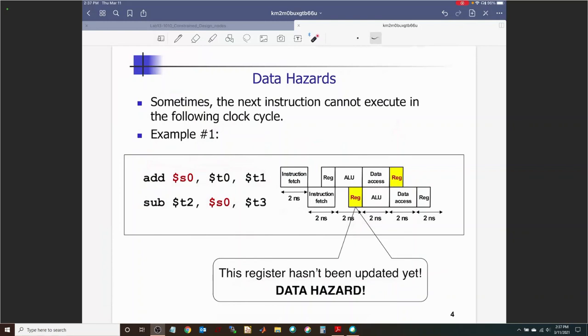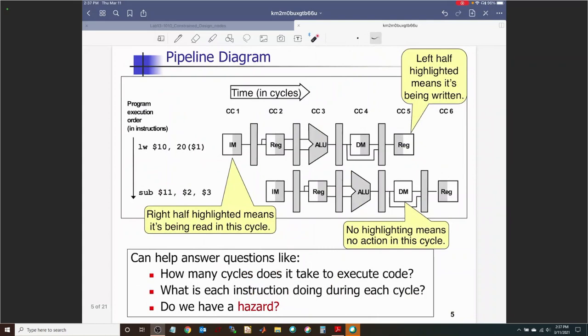Is this going to be a critical error? No, it's just going to take whatever the value of earlier $S0 was, and it's going to continue the subtraction. The program is not going to stop. But we will get incorrect results because we wanted this subtract instruction to use the new value. So that's a problem. That's what we call data hazard. So how do you fix it?